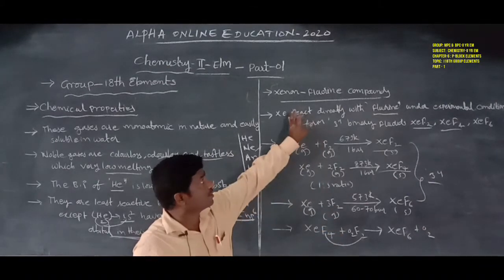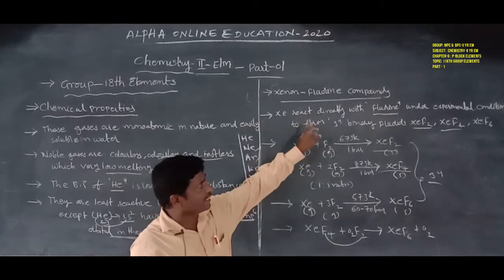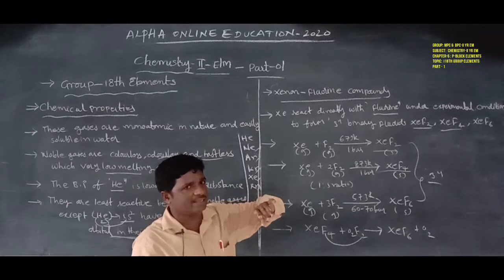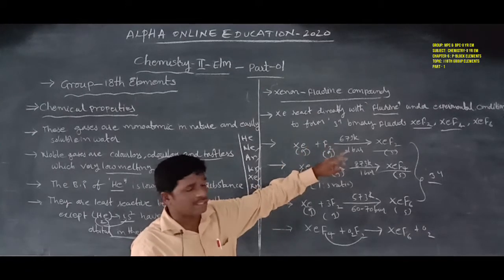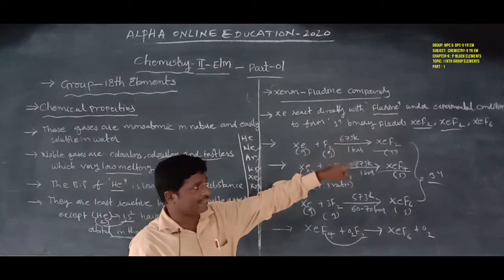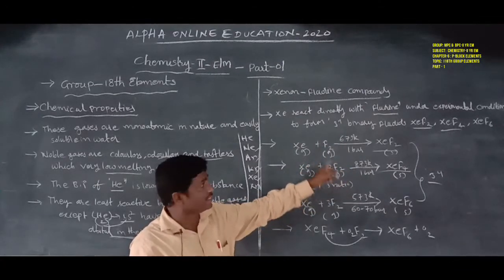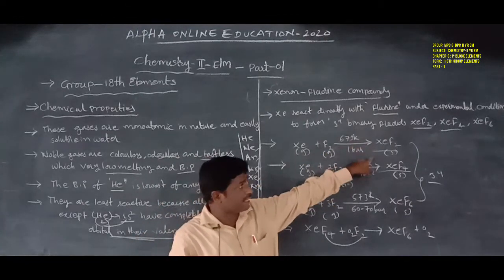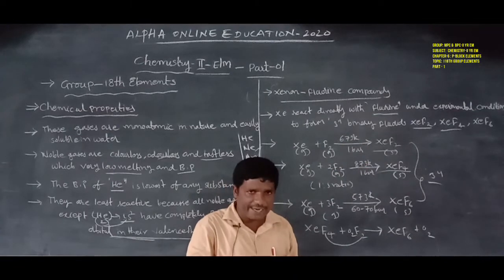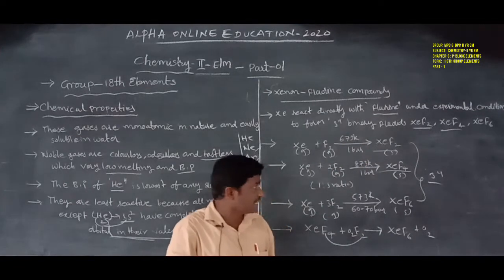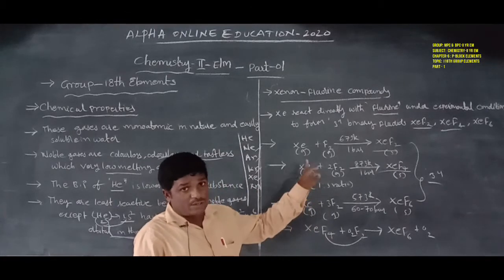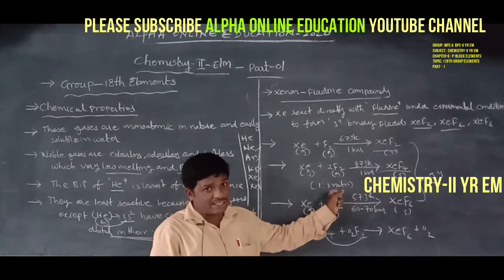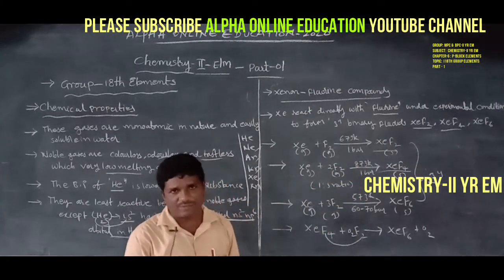Xenon fluoride compounds: xenon reacts directly with fluorine under experimental conditions to form 3 binary compounds, xenon difluoride, xenon tetrafluoride, and xenon hexafluoride. First, xenon reacts with fluorine at 673 Kelvin and 1 bar pressure to form xenon difluoride. Next, xenon reacts with 2 moles of fluorine at 873 Kelvin and 1 bar pressure, a 1:5 ratio, to form xenon tetrafluoride.